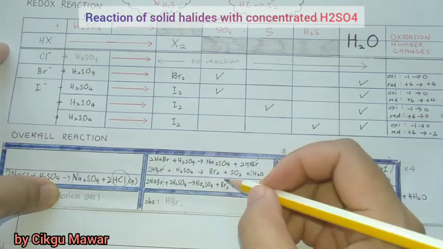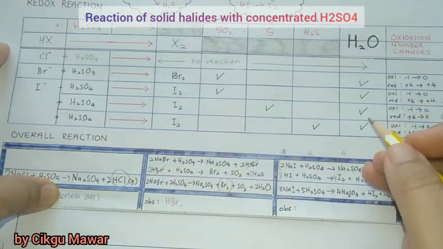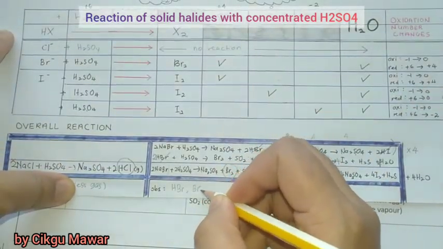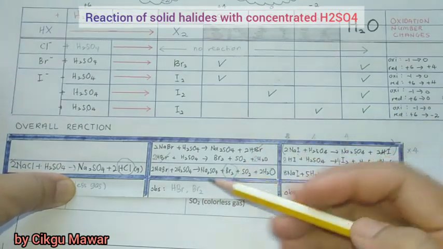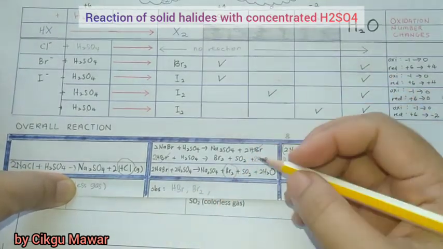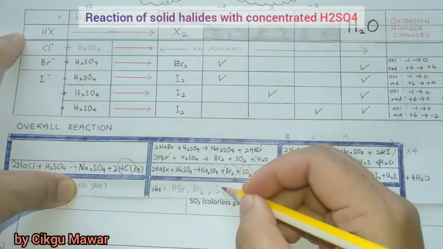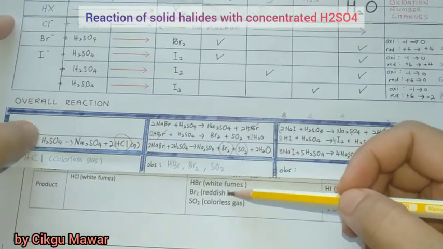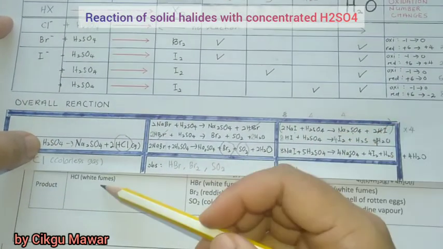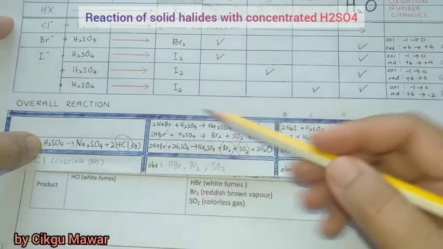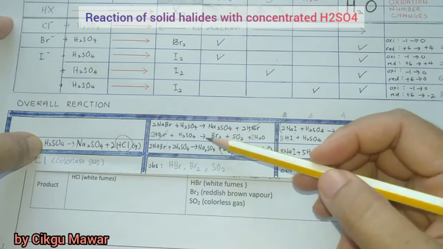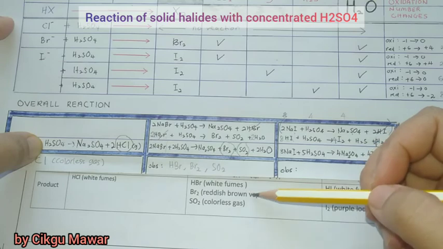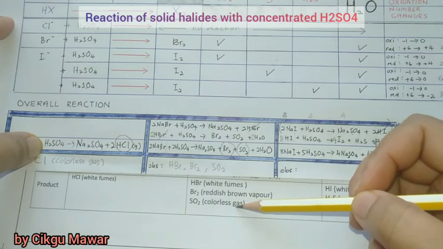And then we also have bromine here. This bromine is a reddish brown vapor. And then we have sulfur dioxide gas, which is a colorless gas. So this is the observation. You must write down the observation: white fumes of HCl for chloride. And for bromide ion with concentrated sulfuric acid, HBr white fumes, bromine which is reddish brown vapor, and sulfur dioxide which is a colorless gas.